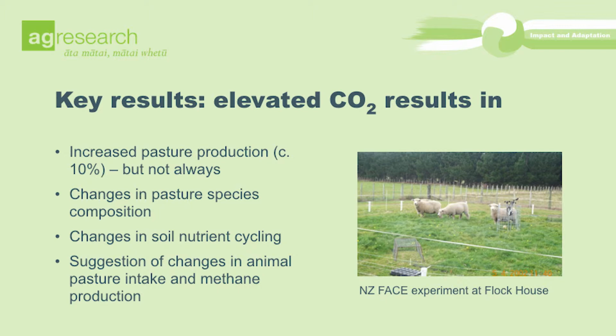We've had changes in the species in the pasture. There's about 20 species in there, but some species have benefited more from the CO2, but then they cycle back. It's quite a complicated system. We've also had changes in the soil nutrient cycling, as well as the suggestion of changes in animal intake and methane production.